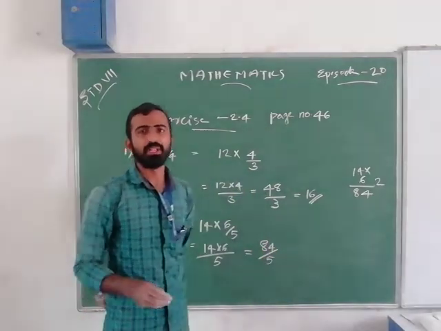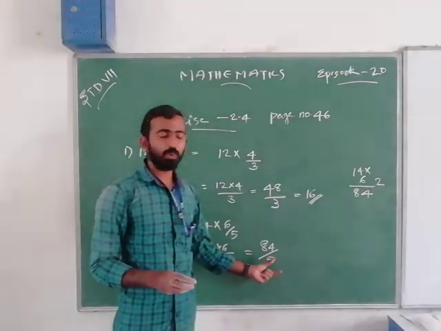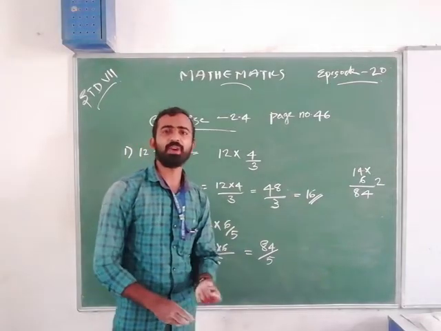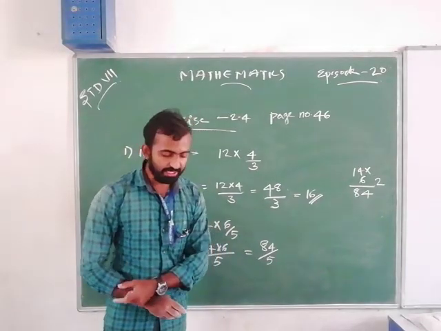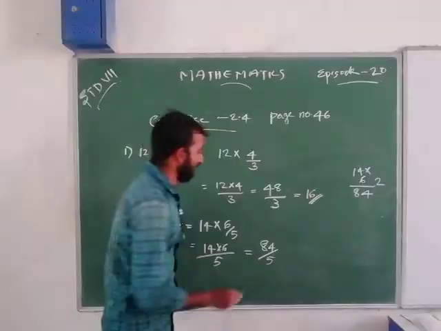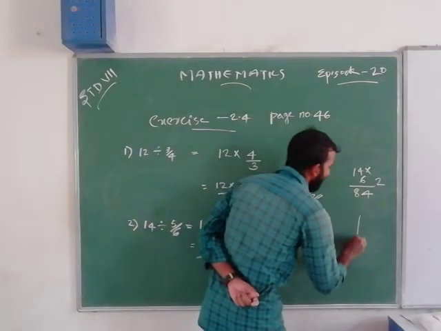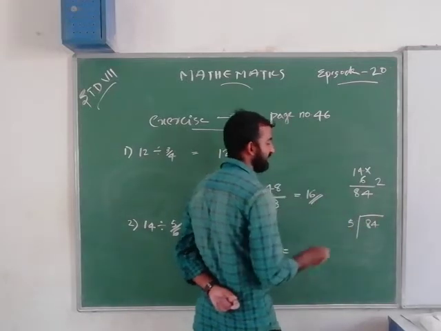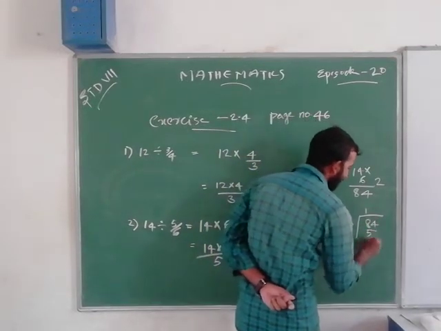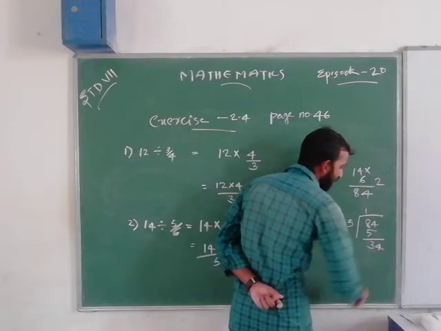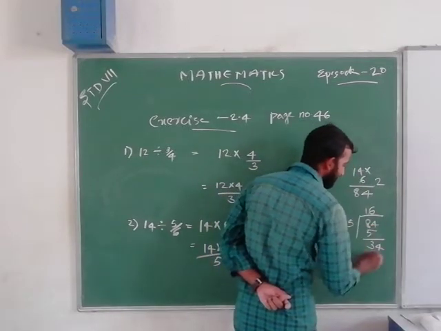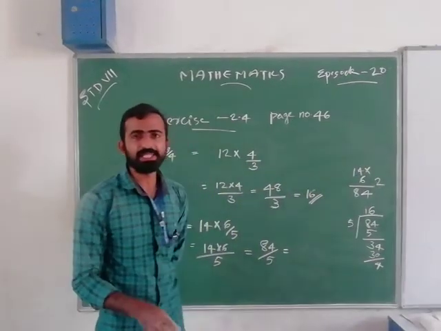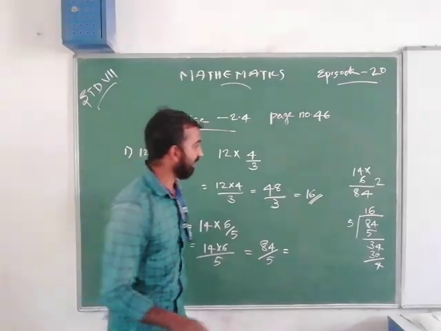This is an improper fraction, so we want to convert it into a mixed fraction. What is the answer? We want to divide 84 by 5, that is 5 times 16 is 80, with remainder 4.